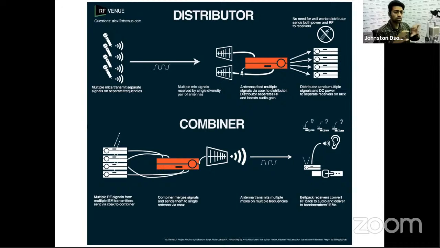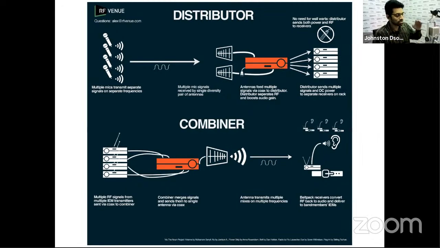So what we do is we use combiners. Usually, combiners can take up to 4 signals inside, but you can cascade them and daisy chain them and do a lot of jugaad in it to make sure that a lot of signals are passing through, depending upon how much frequency the antenna can accommodate.